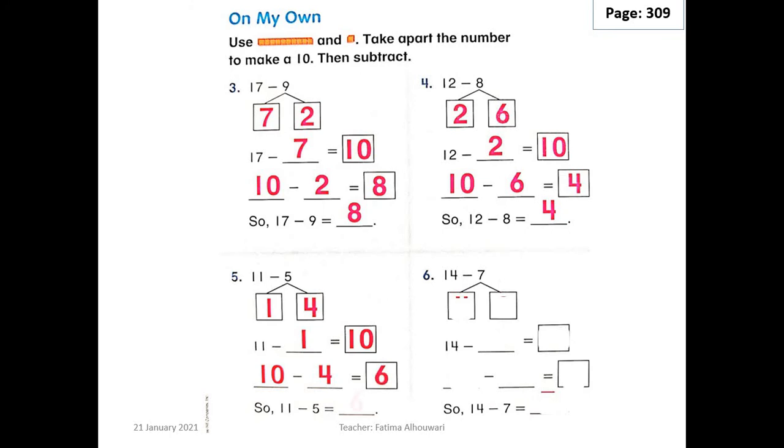We have 14 minus 7. Let's make a 10 to subtract. We will take apart number 7 into 2 parts. Let's see what these 2 parts are. Look at the first number, which is 14. How many more than 10 is 14? Yes, it's 4. Simply, it's 4. So, if we take away 4 parts of 7, how many are left? Yes, of course. It's 3. So, the first part is 4 and the second part is 3.